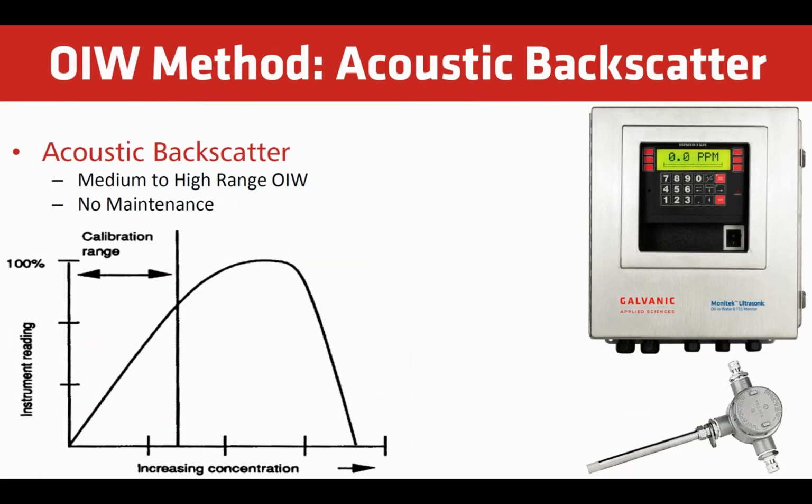Acoustic backscatter is one of the few non-optical methods available. It's also one of the only accurate measures for measuring high ranges of oil and water. The sensor can be flange or pipe mounted, as well as installed in an open channel. This technology is factory calibrated and does not require any maintenance. It handles coatings on the sensor, and cleaning is as simple as wiping it with a cloth.